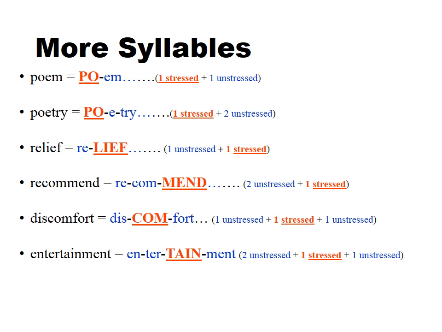So here's some more examples of syllables. So the word poem. Poem. It's almost like we don't hear the EM at the end. Poetry. Same thing. The other syllables kind of blend in. The word relief. We hear leaf more than relief. Recommend. I don't say, can you recommend me? I say, can you recommend? Same with discomfort. Entertain. Entertainment.